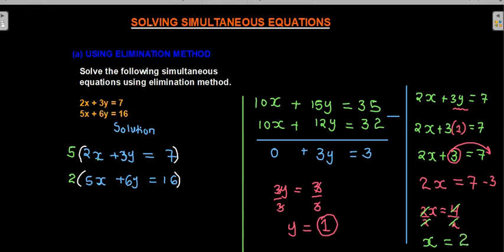So you can see this is the value of x, and y equals 1 is the value of y. We have solved the two simultaneous equations.